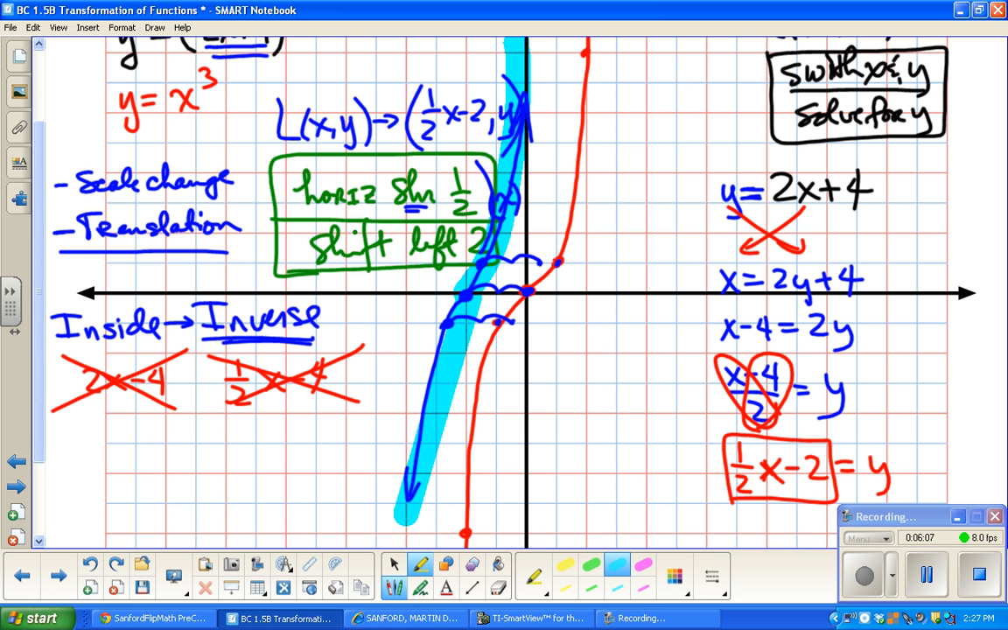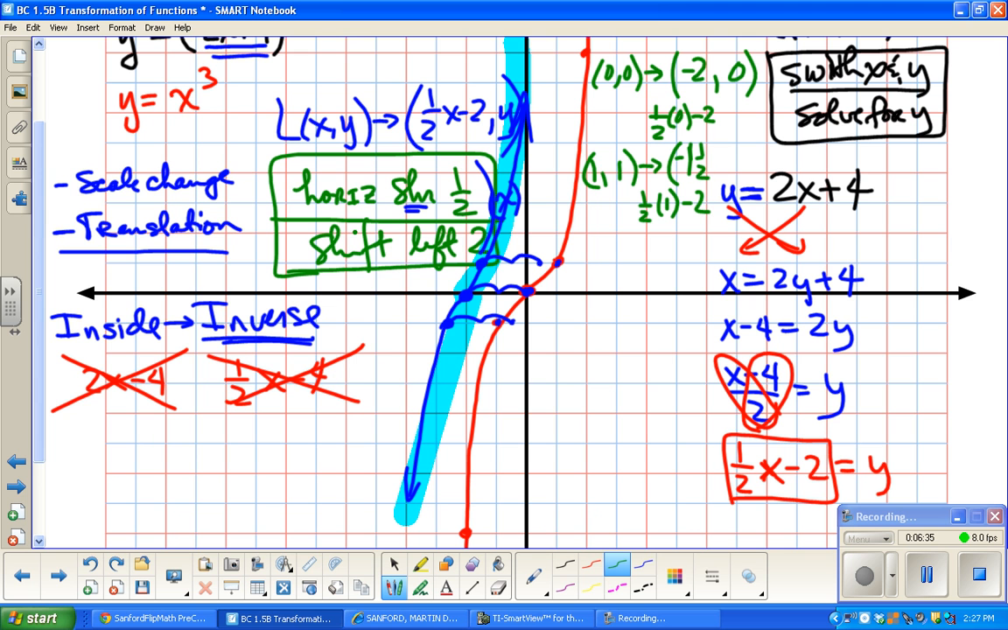Okay, now one other quick note here. You could actually drop points into the linear notation. For instance, I could take 0, 0 and make it become, well, 1/2 of 0 minus 2 would make this -2, and then the y value stays 0. 1, 1, I'm not going to do this for all of them, I'll just do this one. So 1/2 times 1 minus 2 is going to be -1 and 1/2. And the y value stayed the same. So here's that point.